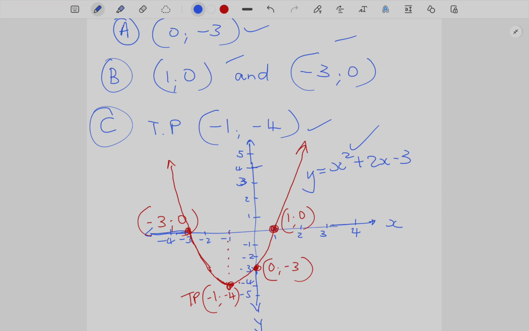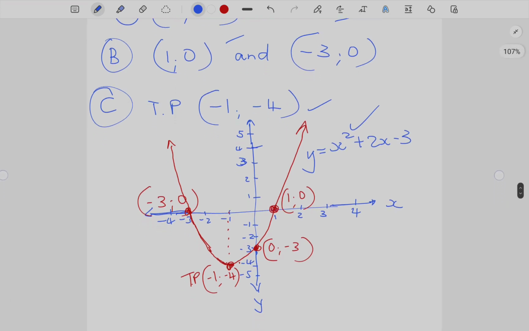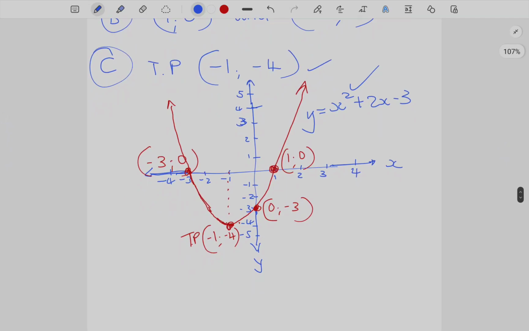We did not need to show all the calculations because the question is asking us to sketch the graph. So you do your calculations aside, and then what you bring into the answer book is the graph. Okay, thank you for that.